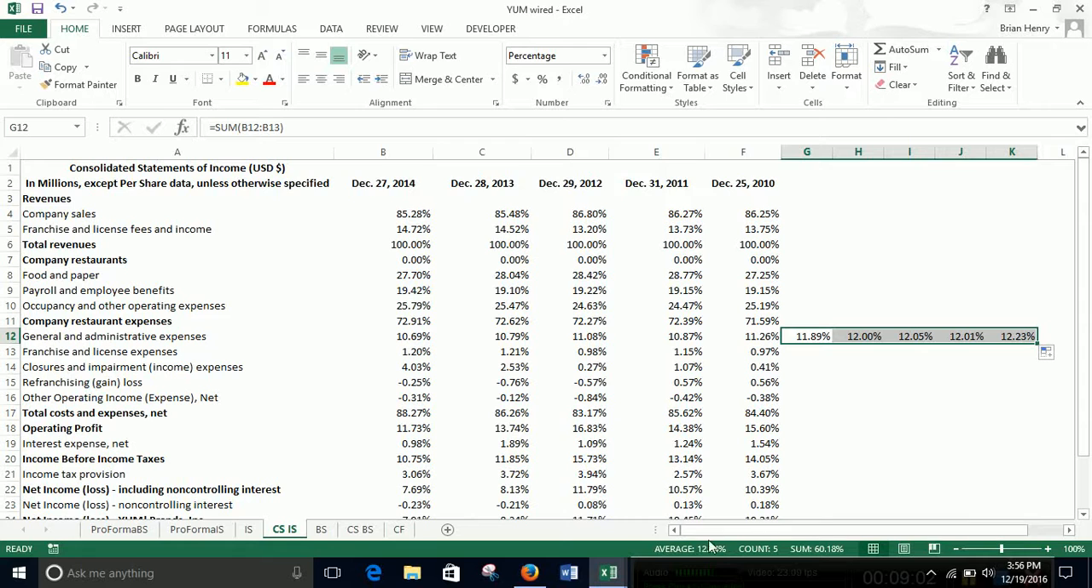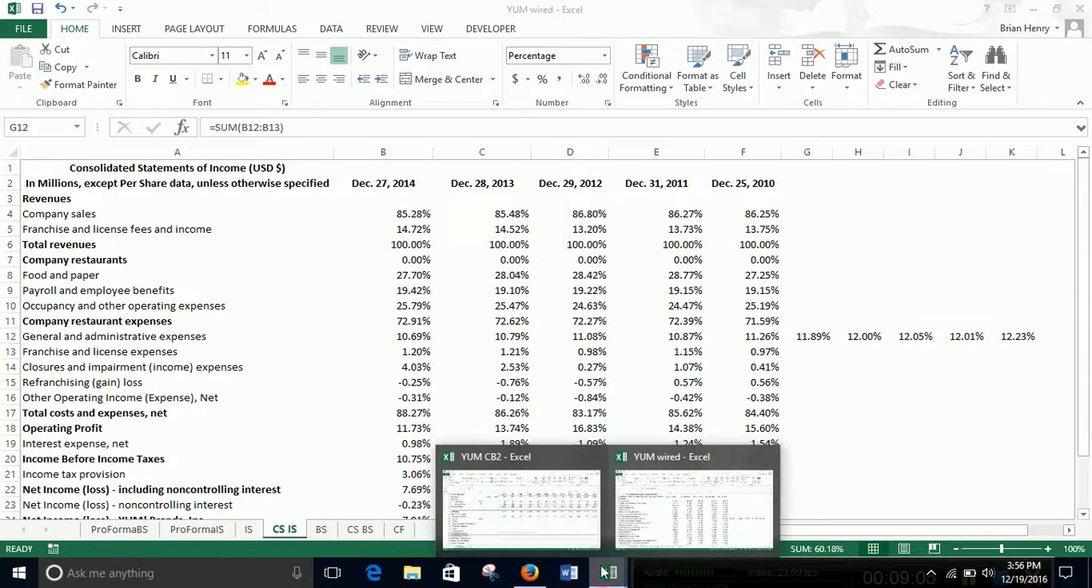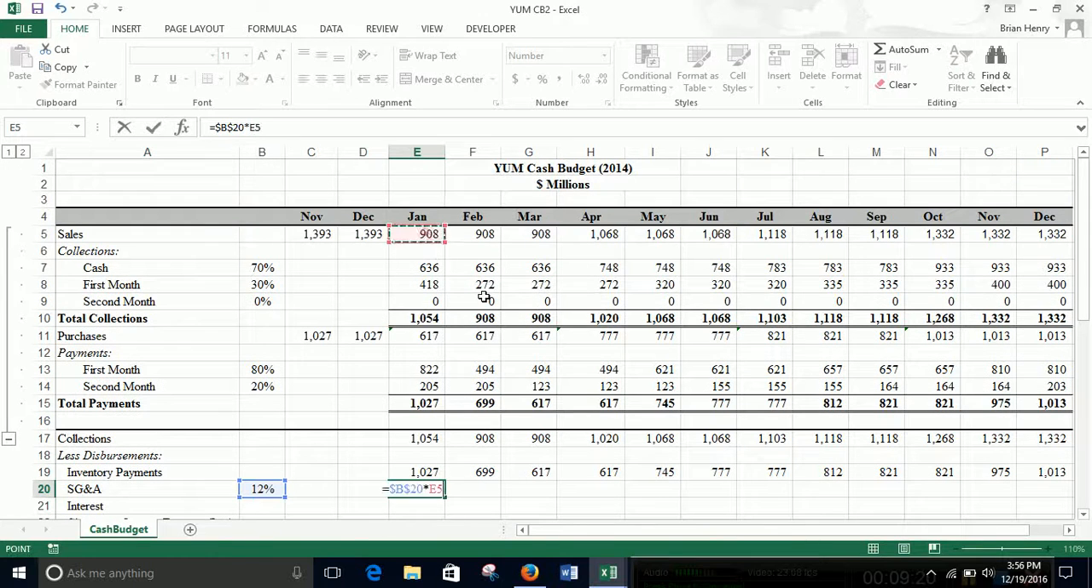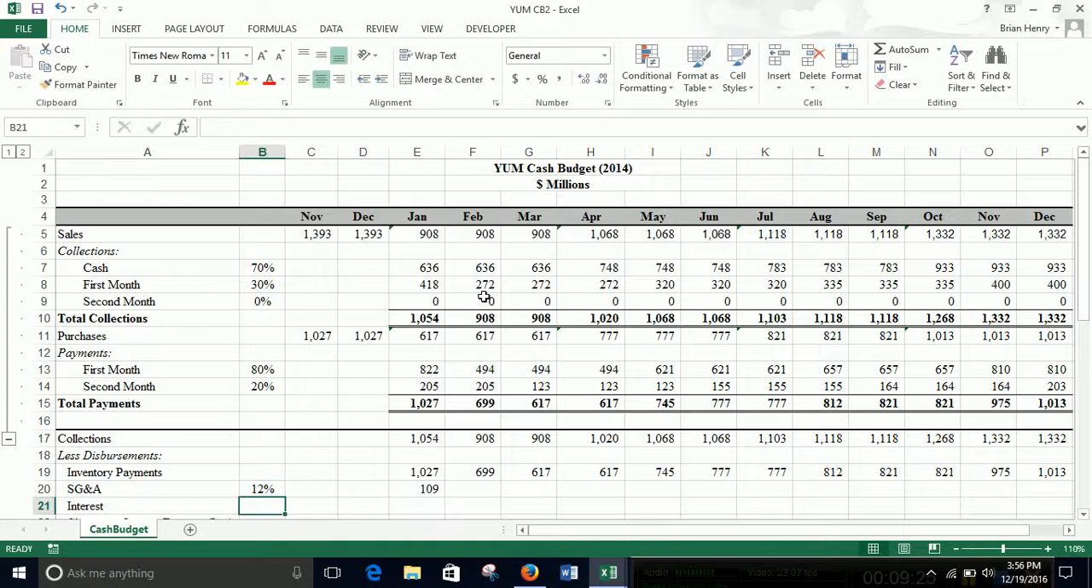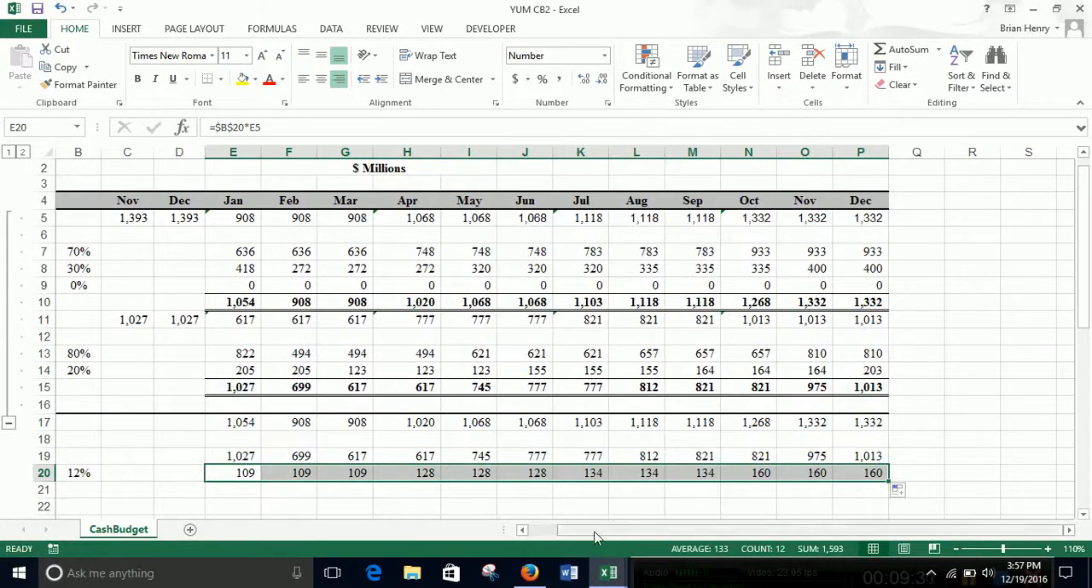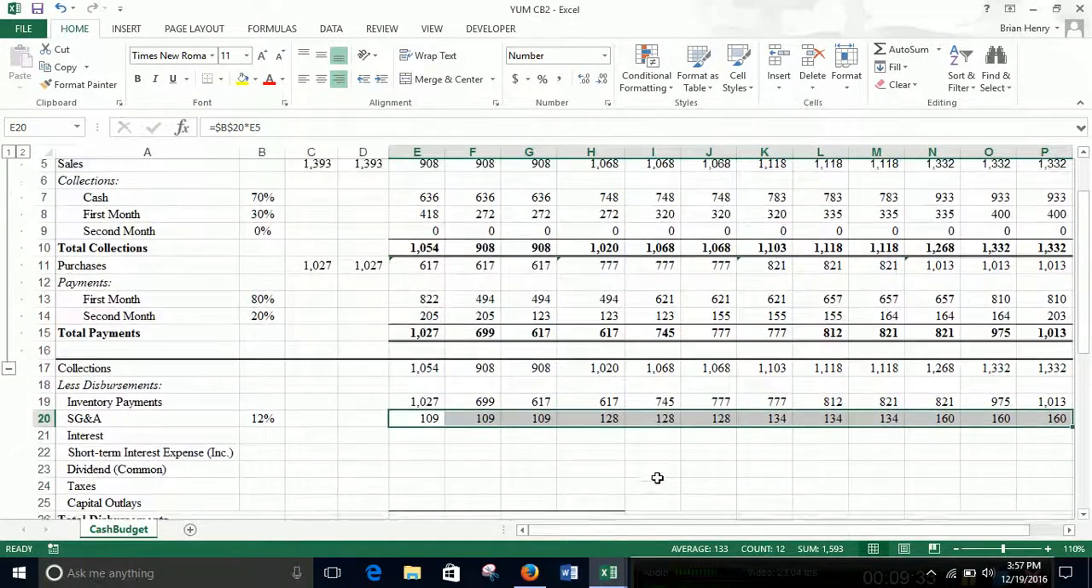And it looks like about 12% of our revenue hits SG&A. So I need to change this to 12, and then I'm going to multiply that 12. I need to lock that. I'm going to multiply that by our revenues, since that was a common size income statement, so everything is a percent of revenues, and we get this. Okay. All right, we're about 10 minutes, so we'll call that good on this one.